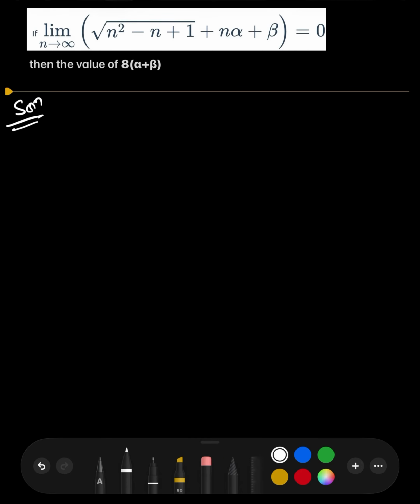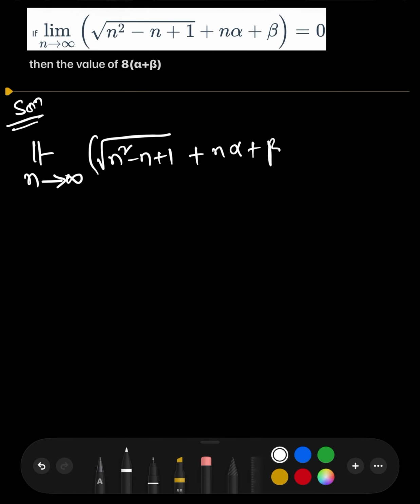Now seeing this question, I will give you a small introduction about alpha and beta here. There is no problem with alpha because it is individually a constant, but there is a problem with n here because n tends to infinity, so we must see how alpha influences the question. The given question is: limit n tends to infinity of root over n square minus n plus 1 plus n alpha plus beta equals 0.